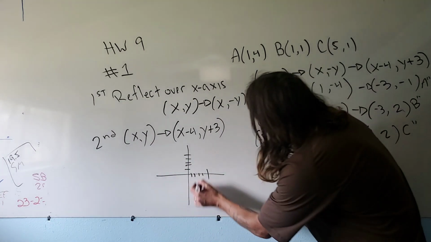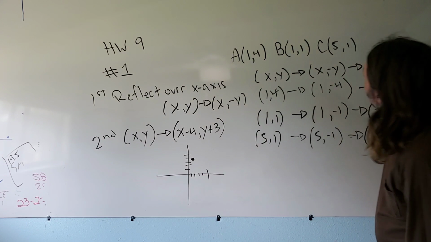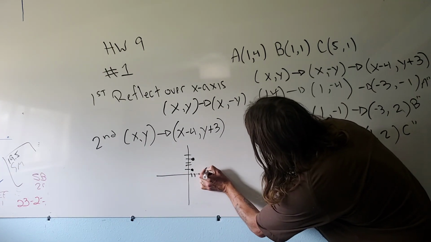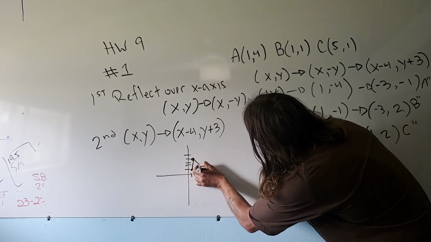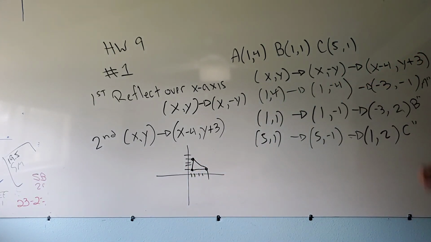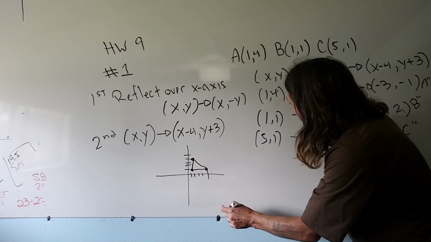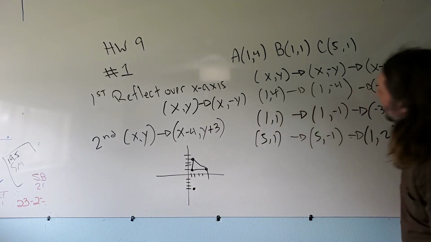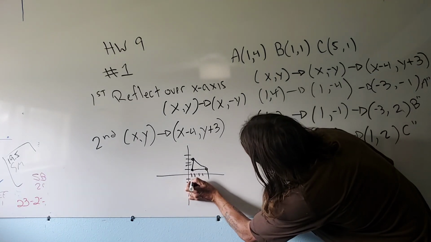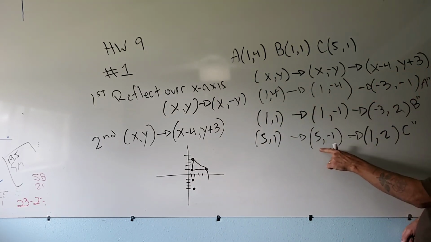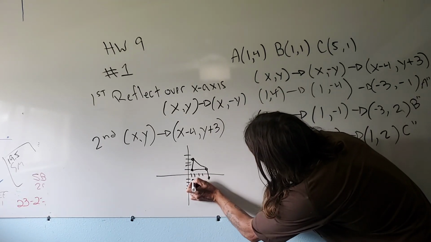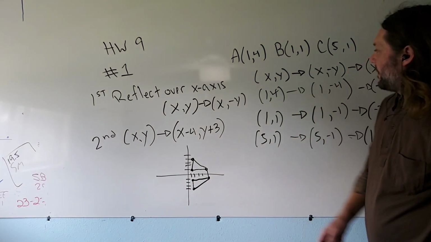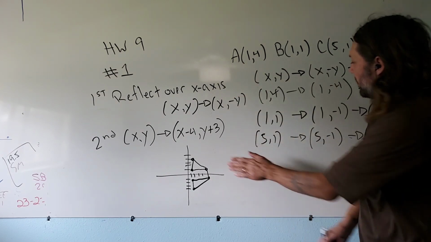So I'm at 1, 4, 1, 1, and 5, 1. So here's my original triangle. Okay. When I flip it, I'm now at 1, negative 4, 1, negative 1, and 5, negative 1. Okay, so that's my reflection. That's me reflecting over the x-axis.